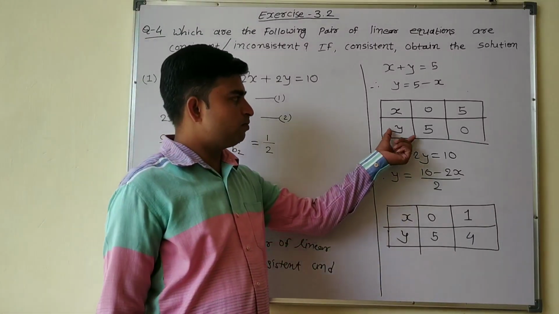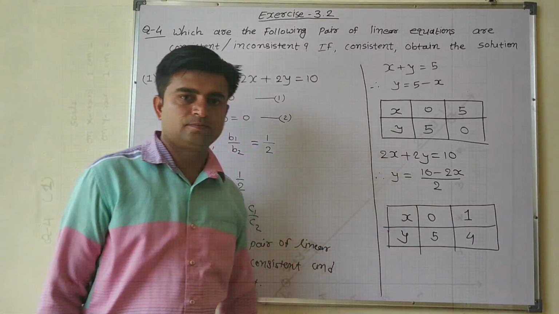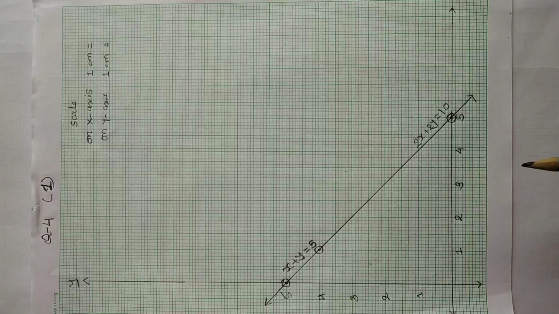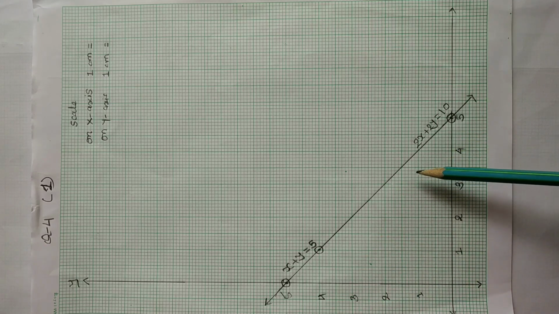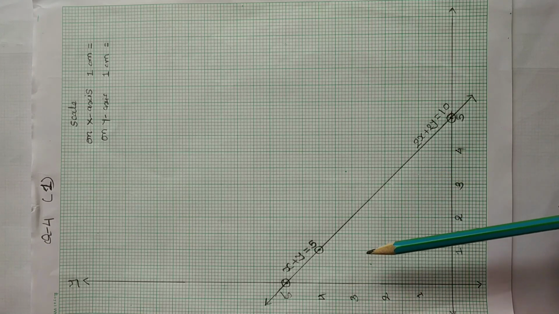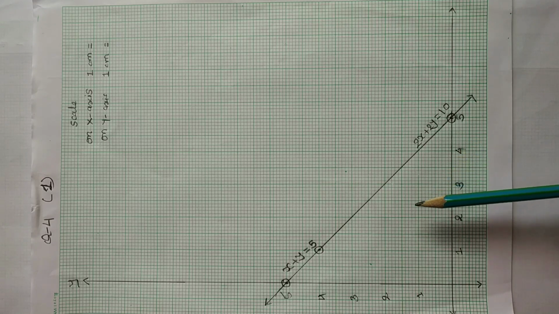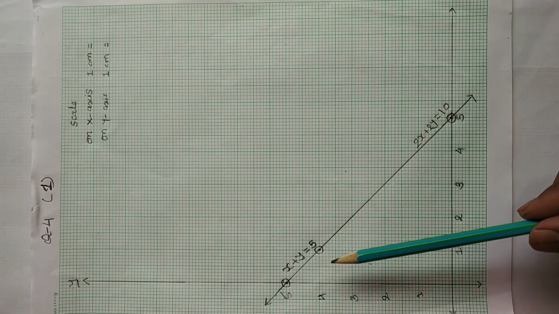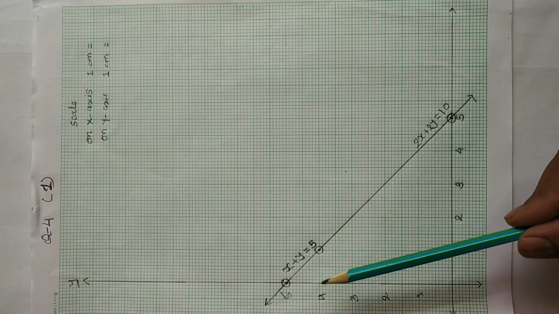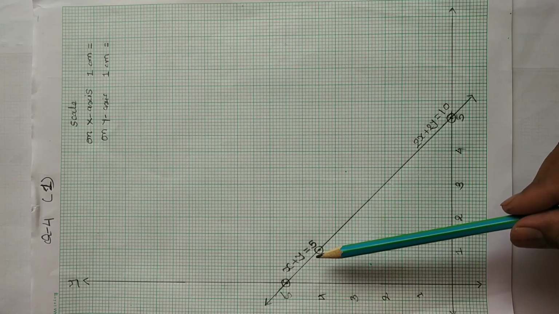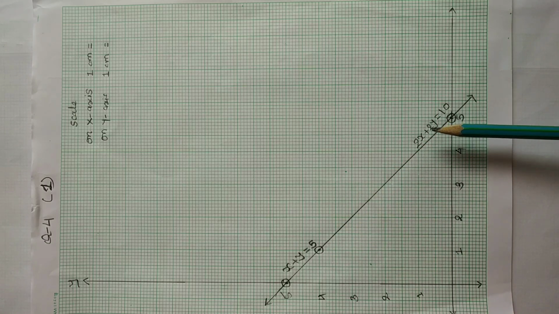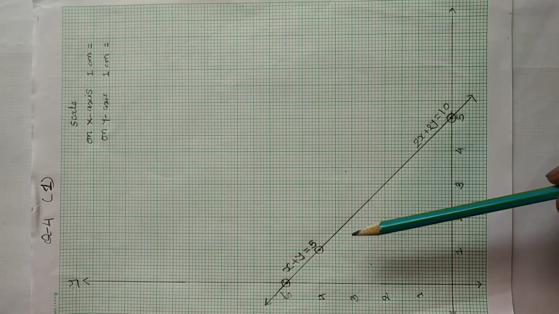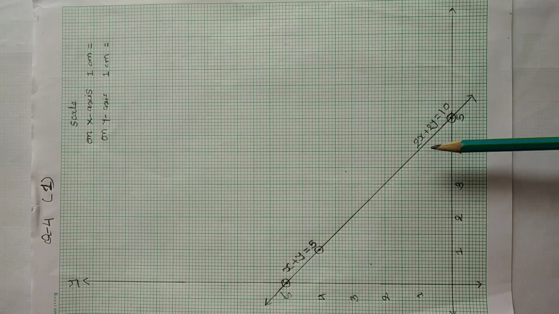Now we plot these points on graph paper. Here both the given equations are consistent and dependent, so we get a graph of this type. It means both the lines are coincident to each other. Coincident means that both lines will lie on the same place, on top of each other, in this way. x plus y is equal to 5 and 2x plus 2y is equal to 10. Both lines are on the same place, coincident to each other.